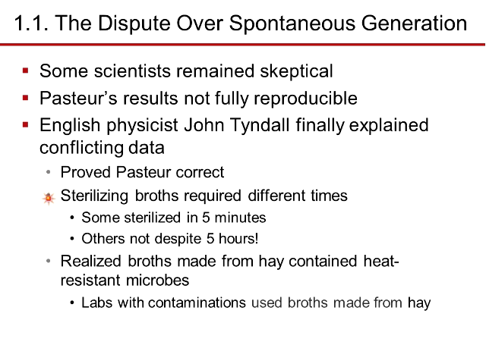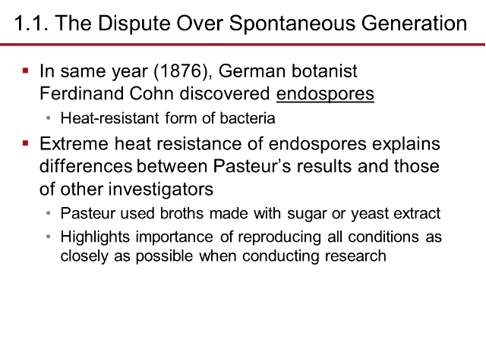Sterilizing broths required different times. Some sterilized in 5 minutes, others not despite 5 hours of sterilizing. So he realized that broths made from hay contained heat-resistant microbes. The labs with contaminations used broth made from hay, and some organisms you can't boil away. If they're in a cystic form, then the cysts are able to resist some pretty high temperatures, and they can resist that heat.